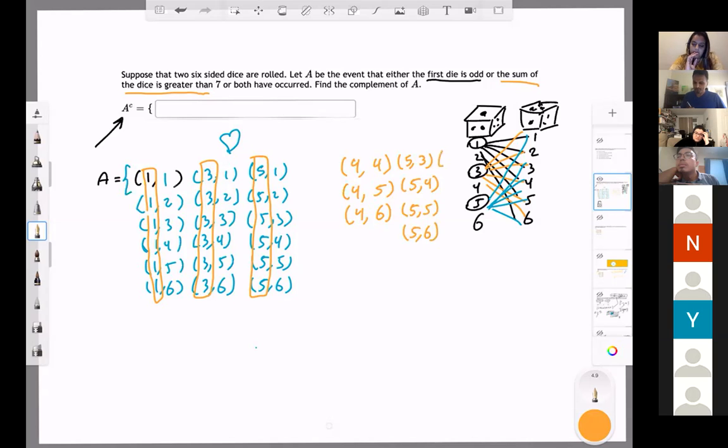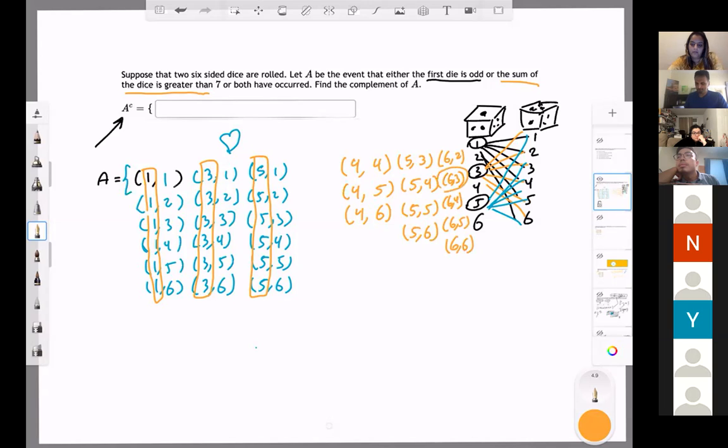Or 6, 2, 6, 3, 6, 4, 6, 5, and 6, 6. This one also gives you more than 7. Did I miss anything here? 3 and 6, the 3s: 3, 5, and 3, 6. 3, 6 we have here.